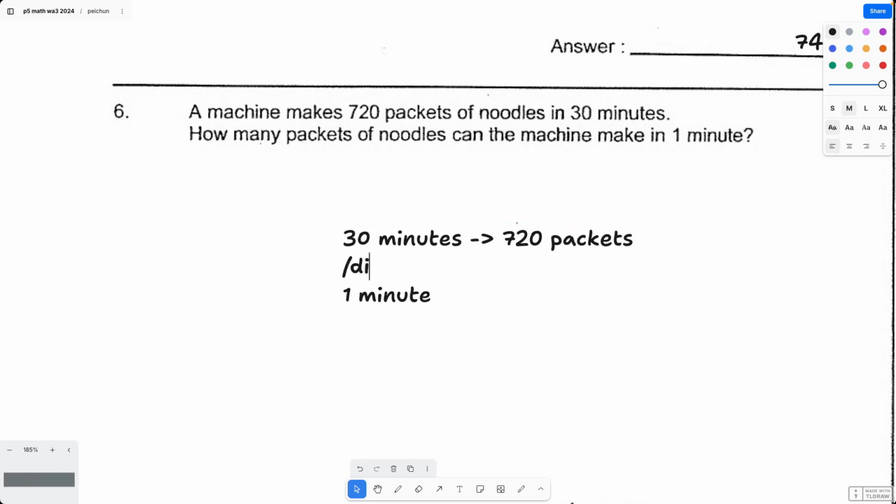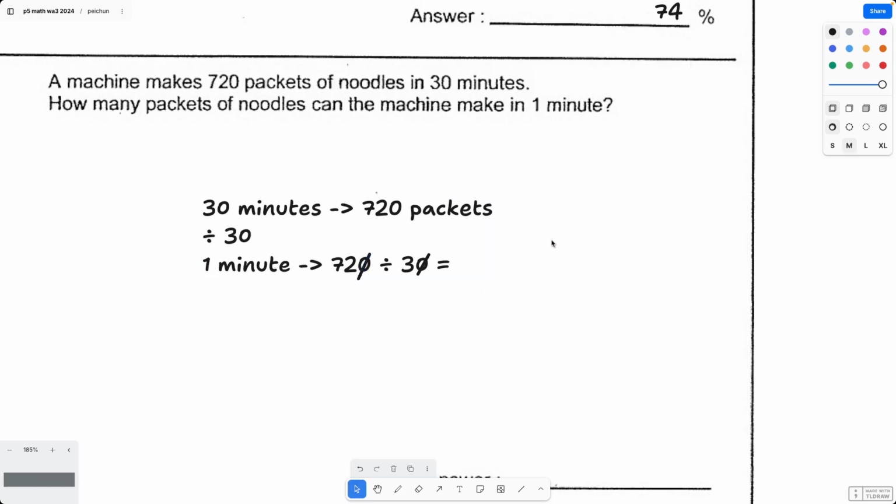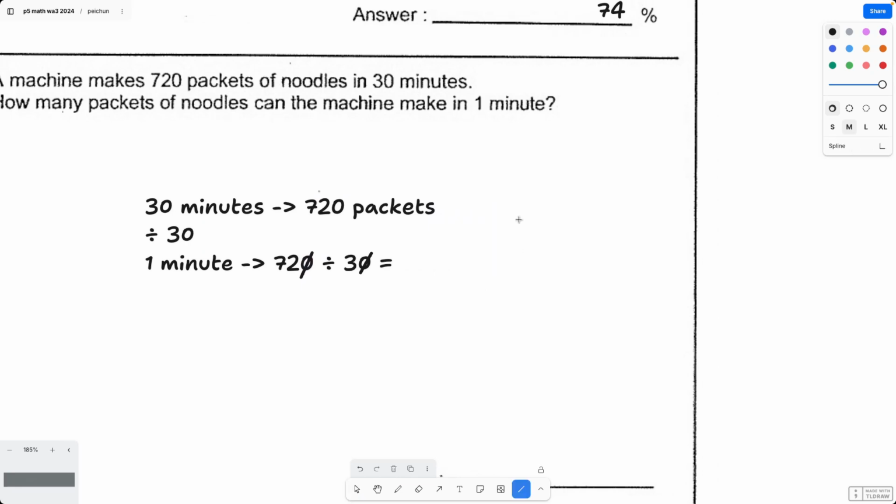So, we divide by 30, right? So, it becomes 1 minute. So, that means this 720 will also divide by 30 as well, right? So 720 divided by 30. So we can cancel out the zeros. So remove the 0 over here, remove the 0 over here as well. And then we can do the division of 72 divided by 3. So let's do that. All right. Let's draw our workings and then write down 72 divided by 3.